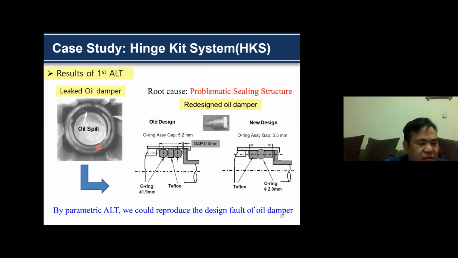In the second art, in the first art, we assembled the hinge kit system. At that time, we found leaked oil. The root cause came from the oil damper sealing structure for the impact loading. When operating the damper of the hinge kit system, the oil ring interferes with the Teflon, and finally the oil ring tears and the damper leaks. Therefore, we modified the sealing structure. And by parametric art, we can reproduce the fault of the oil damper.